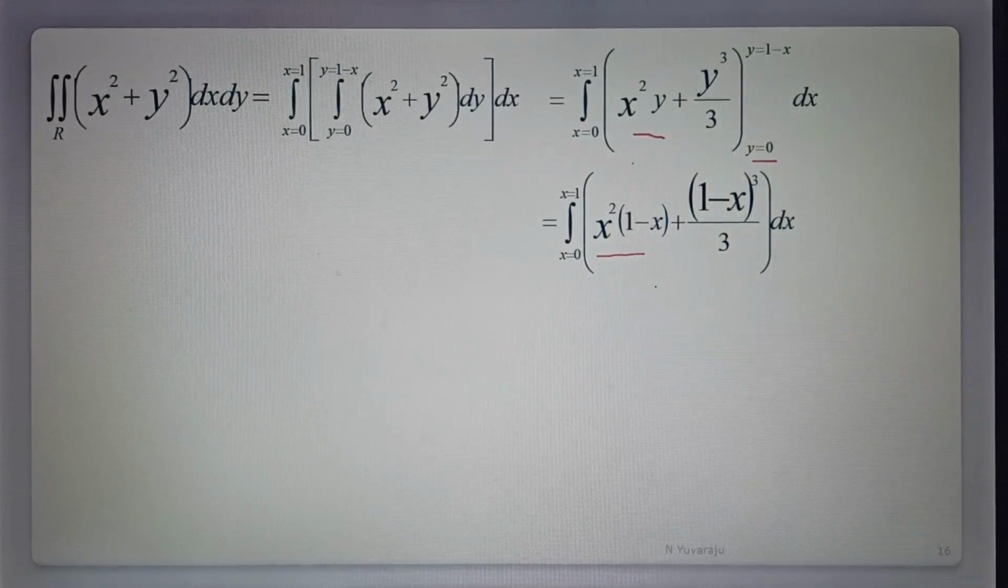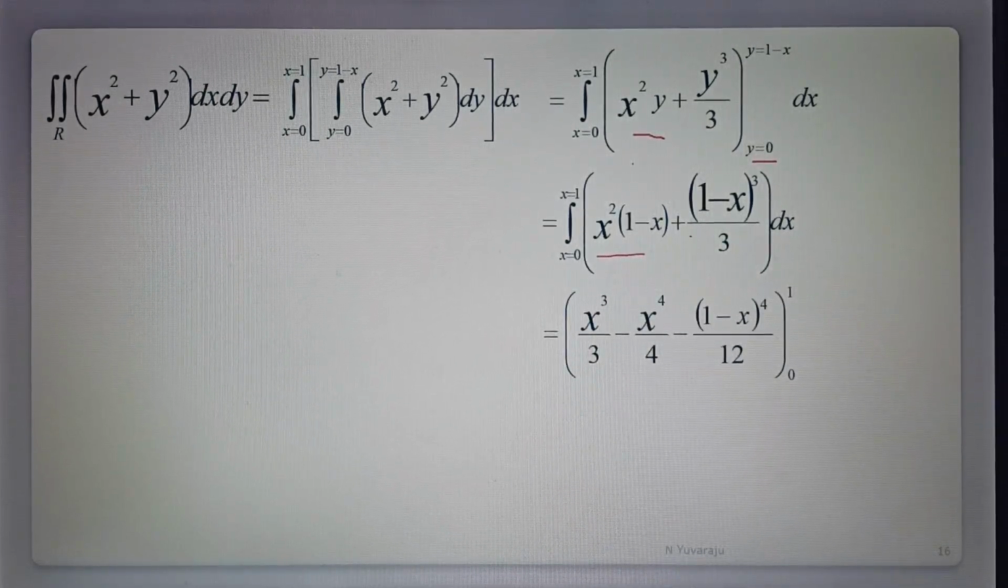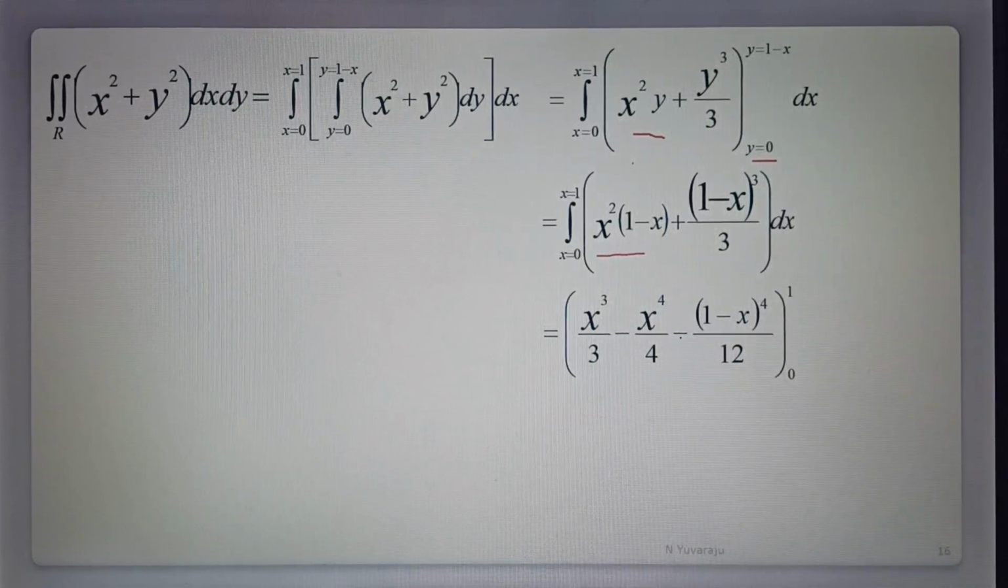Okay, now simplification is, after finding the integration of x square into 1 and x cube by 3 integration minus x cube, that is x power 4 by 4, minus and plus 1 minus x whole cube integration, 1 minus x whole power 4 by 4, with the coefficient minus. So that is equal to, take the minus, 4 into 3, 12. So 0 to 1 are the x limits, upper limit 1, lower limit 0.